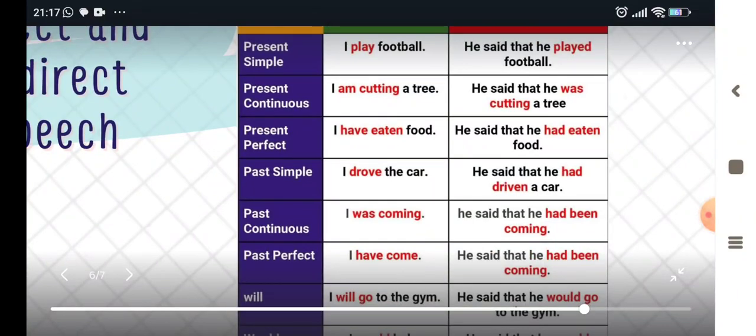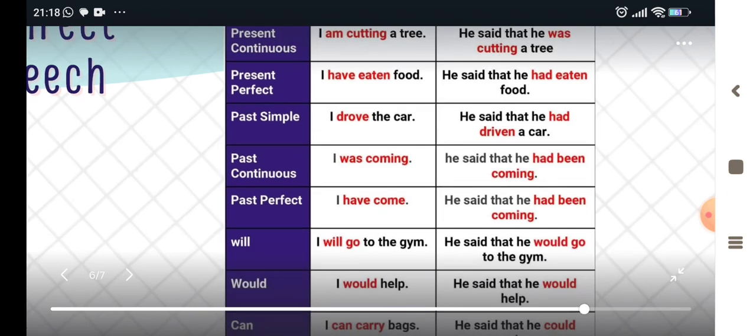Past continuous. I was coming. He said that he had been coming. We are changing to past perfect. Past perfect continuous. I have come. What did he say? He said that he had been coming.